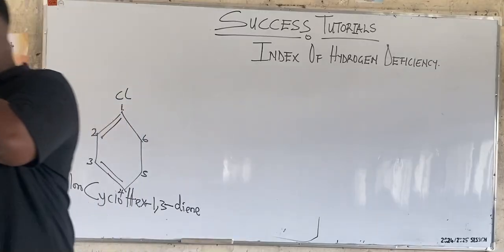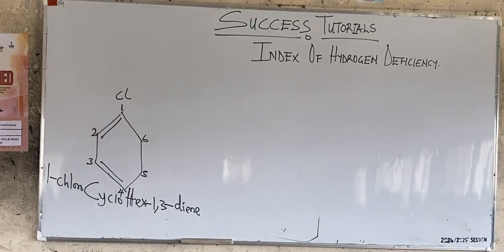Note, class, that index of hydrogen deficiency is also called mode of unsaturation. Mode of what? Unsaturation. Another name for index of hydrogen deficiency is mode of unsaturation.